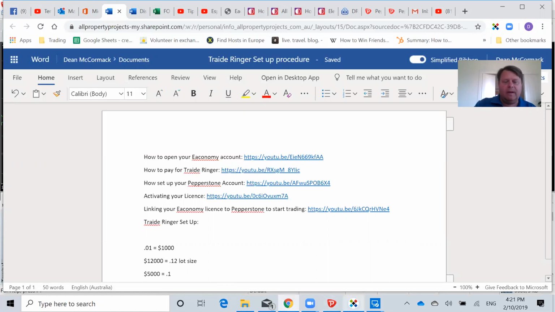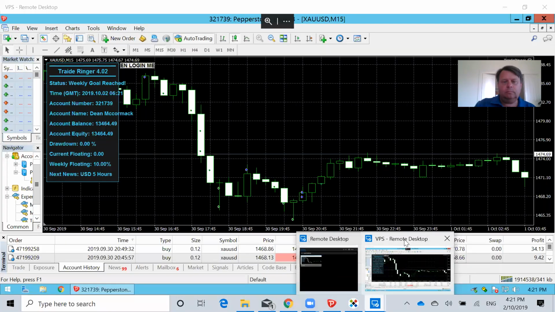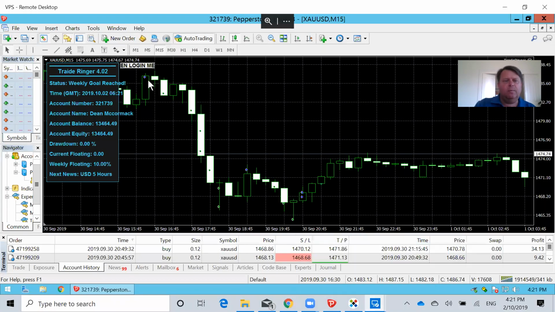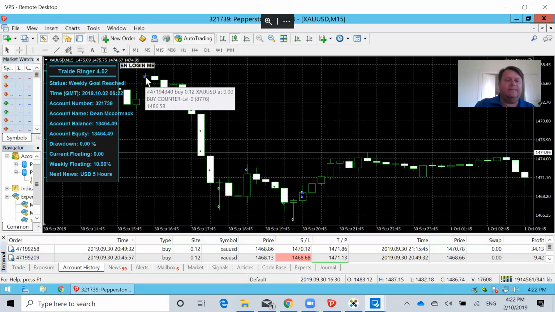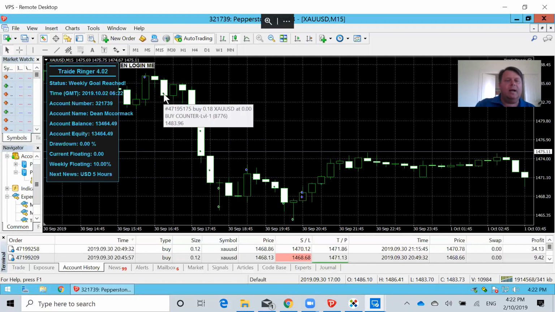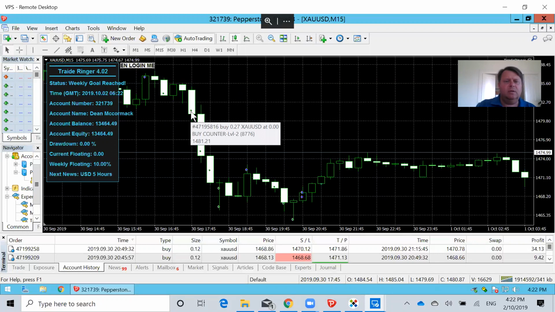Well, remember, if we go back to my example, as we're going down here, we're increasing the lot size. I don't know if anyone's picked up what the amount is. We're actually increasing it by 50% every time. So we started at 0.12, then we went to 0.18, right? So that's 0.12 plus 50% of 0.12, which is 0.06. So that gives us 0.18. 50% of 0.18 is 0.09, which gives us 0.27. So every time we drop, we're adding 50%.